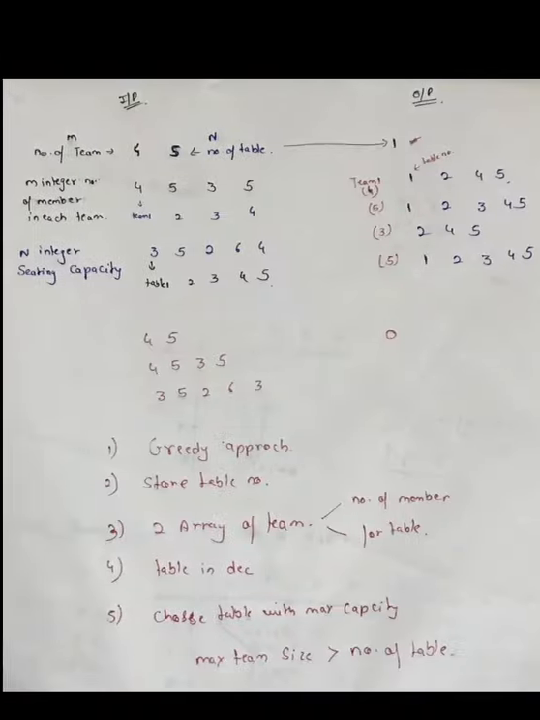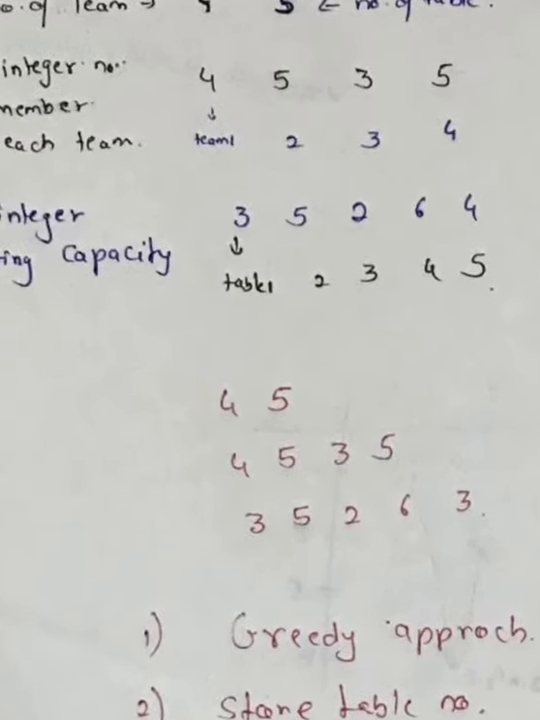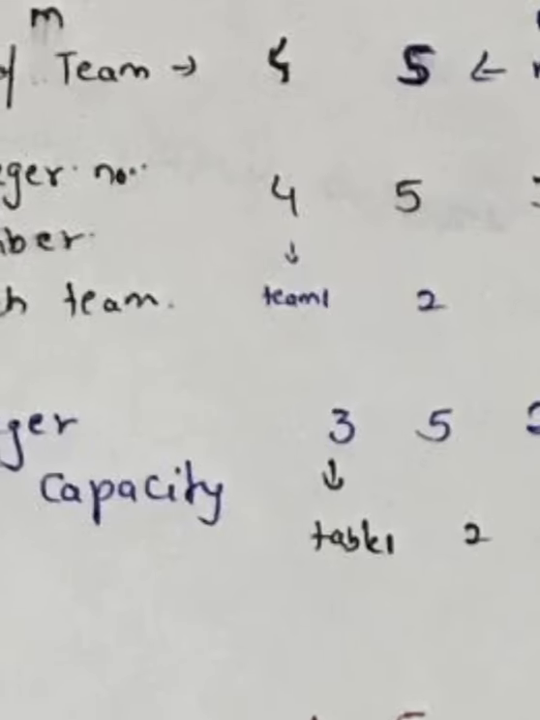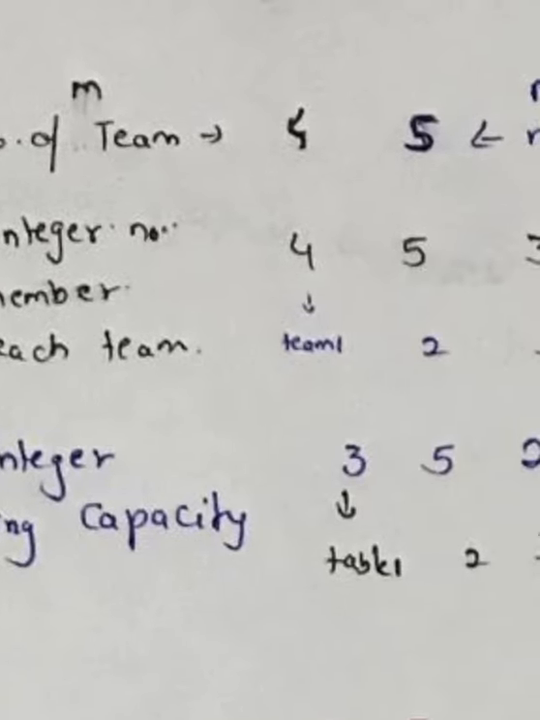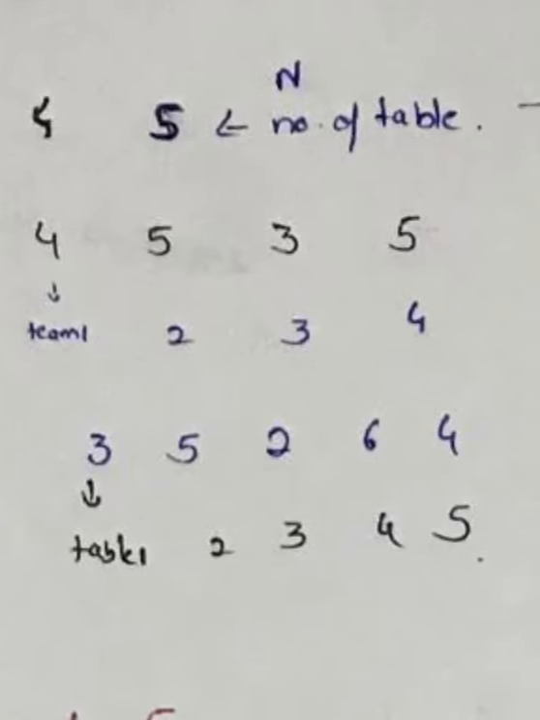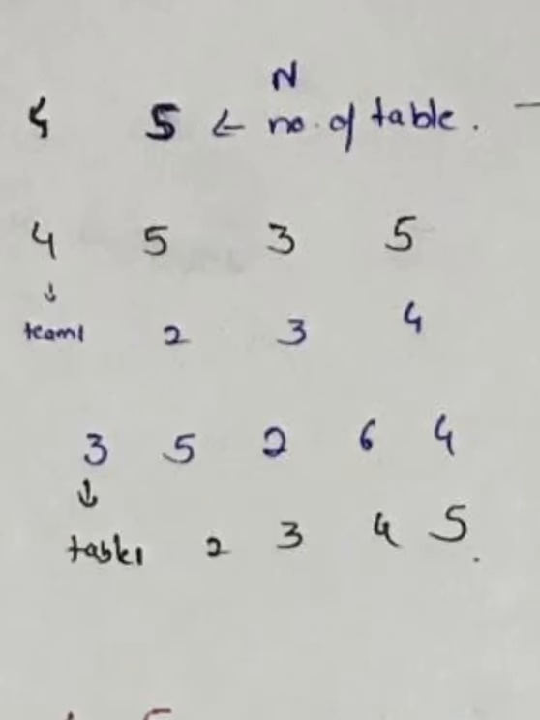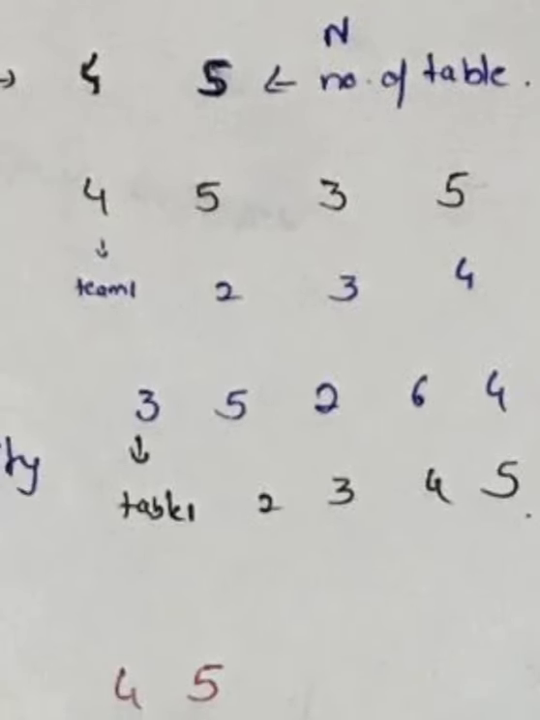So I had mentioned in detail, suppose this is our sample input. What does this 4 indicate? This 4 is nothing but M, the total number of teams. And 5 is the number of tables. Okay? So 4 is the number of teams and 5 is the number of tables.